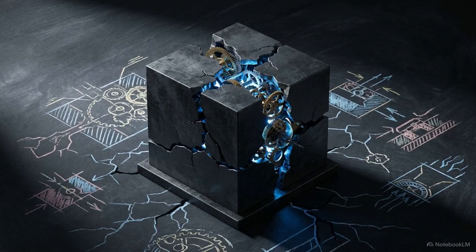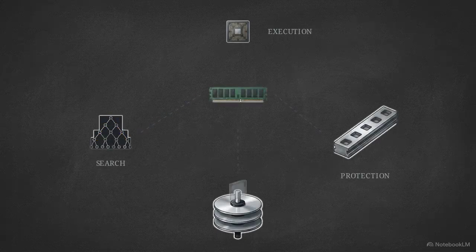Seeing the machinery beneath the cursor replaces the magic box mental model with a clear view of the engineering required to move, protect, and search bytes at scale.